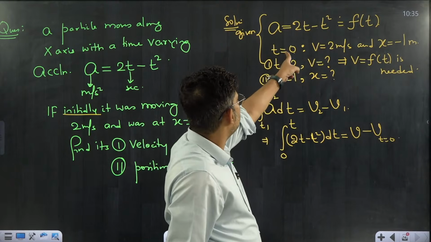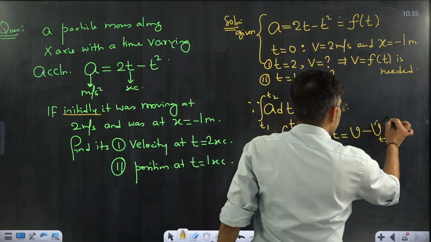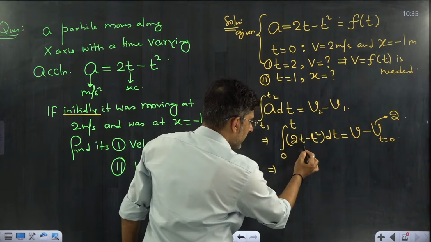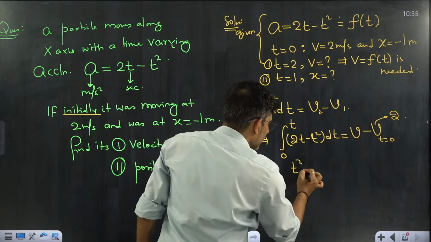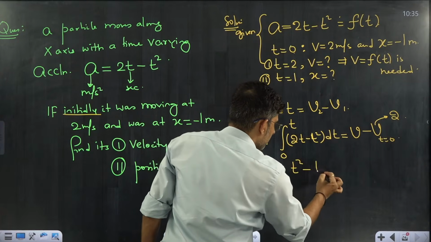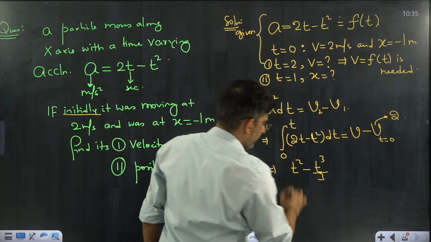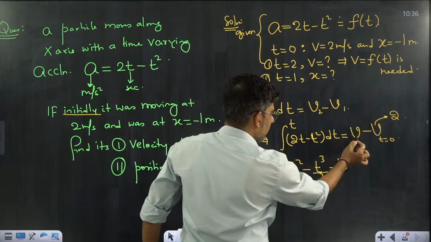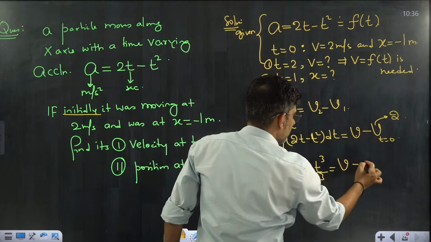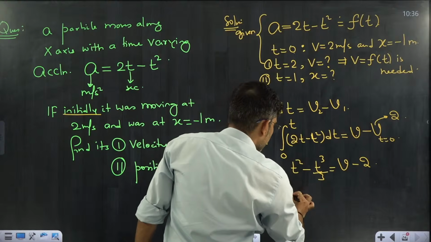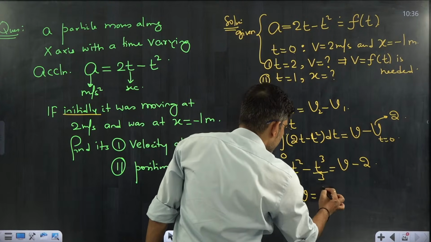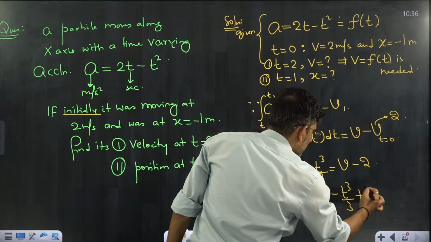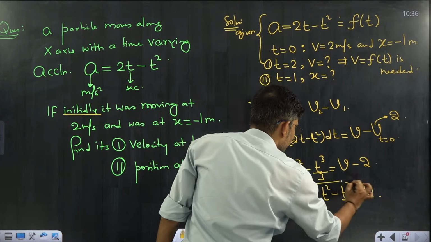Initially the velocity is given as 2 meters per second. So from here, if you integrate, 2t will become t square by 2, the 2 cancels, minus t cube by 3. On this side you will have v minus, at time t I want v, initially the velocity has been given as 2. So velocity as a function of time becomes t square minus t cube by 3 plus 2. Did you get velocity as a function of time?